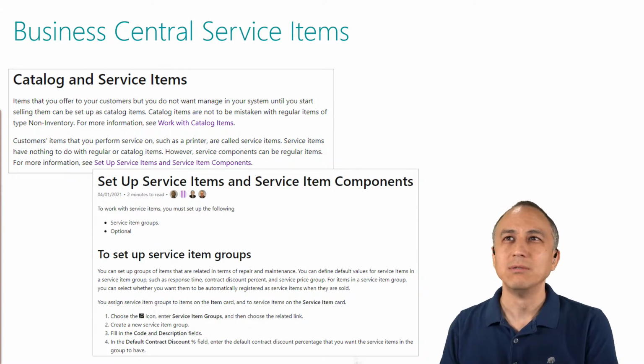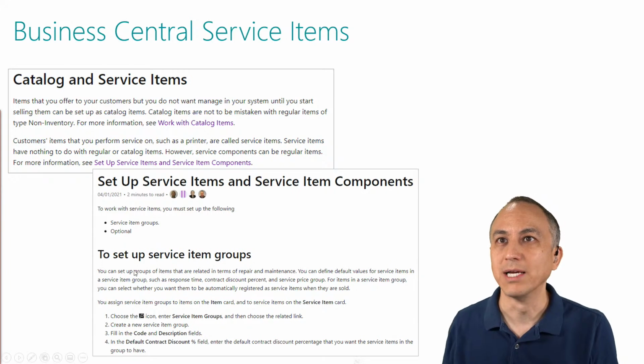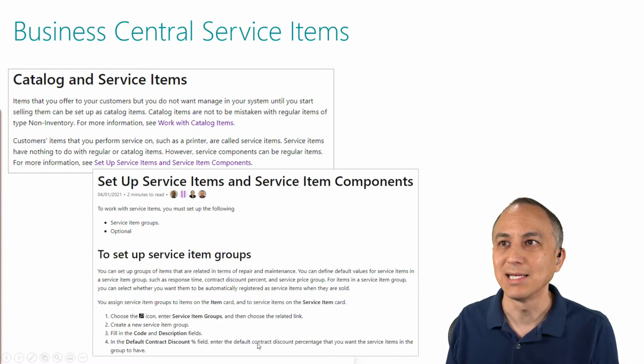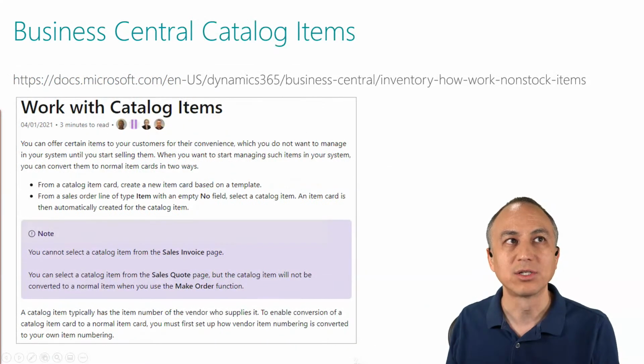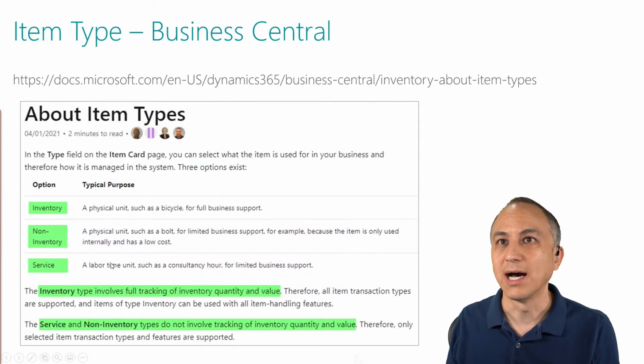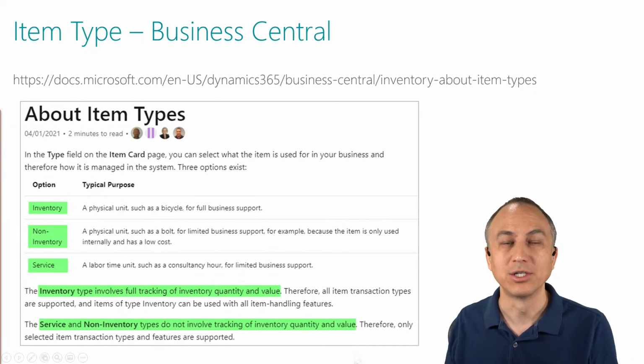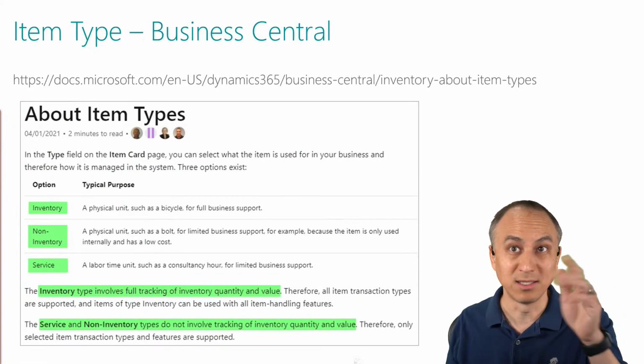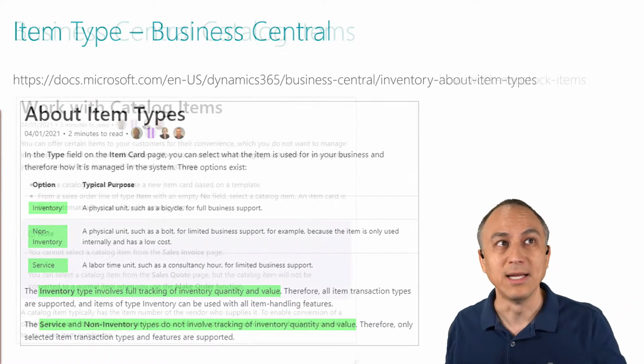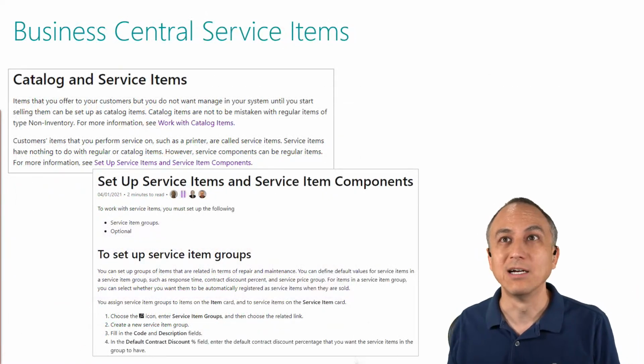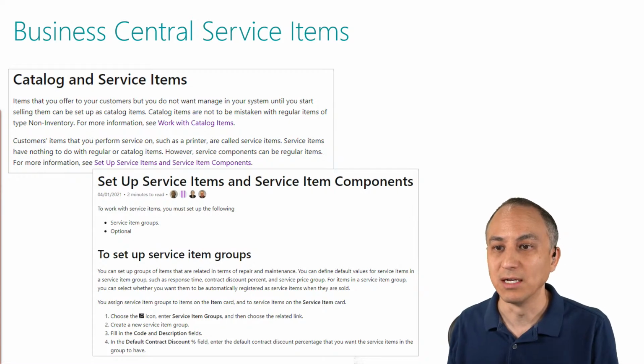So you're not going to figure this out from this help page, but you have service item components. Yeah, that's going to require a little more research to see exactly what that is. Based on this description, a service item is a labor type unit, a service item type, excuse me. Maybe there's a distinction between a service item type and a service item. But here, this is a little different. So I think I need to look into service items a little more.